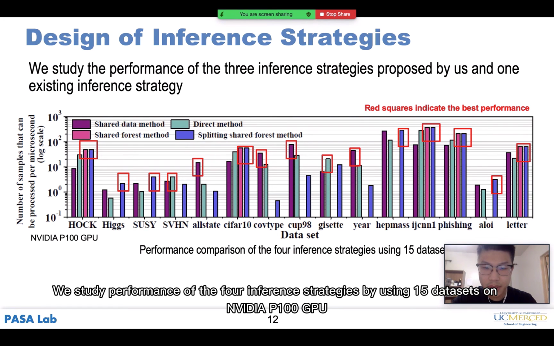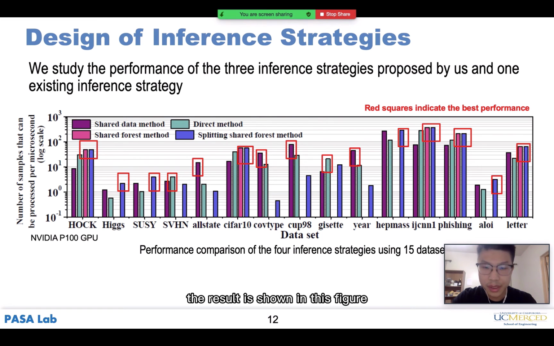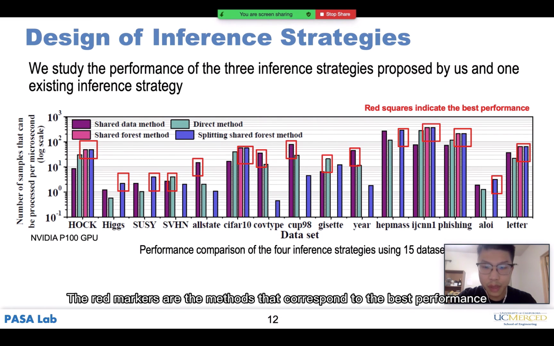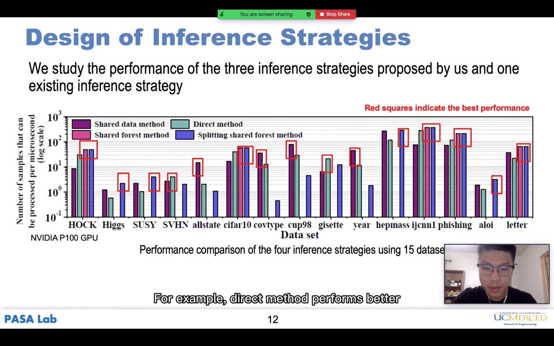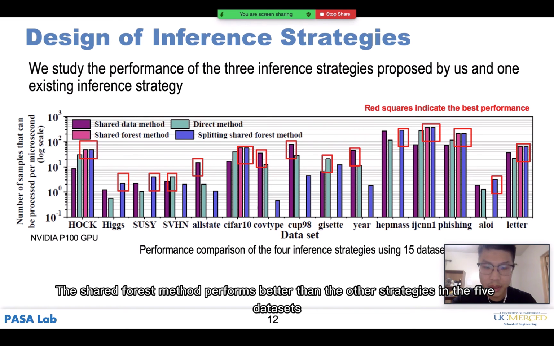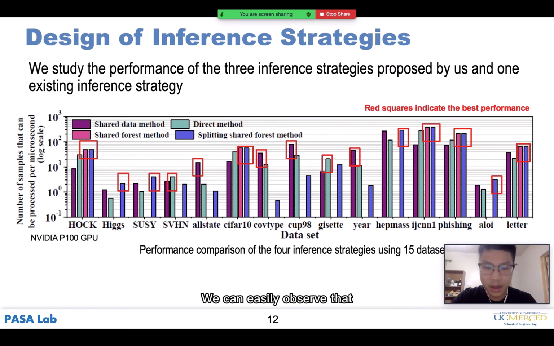We study performance of 4 inference structures using 15 datasets on an NVIDIA P100 GPU. The result is shown in this figure. The red marks are the method that corresponds to the best performance. For example, the direct method performs better than other structures on 2 datasets, SVHN and GST. The shared forest method performs better than others in 5 datasets. We can easily observe that no single structure can perform best in all datasets.